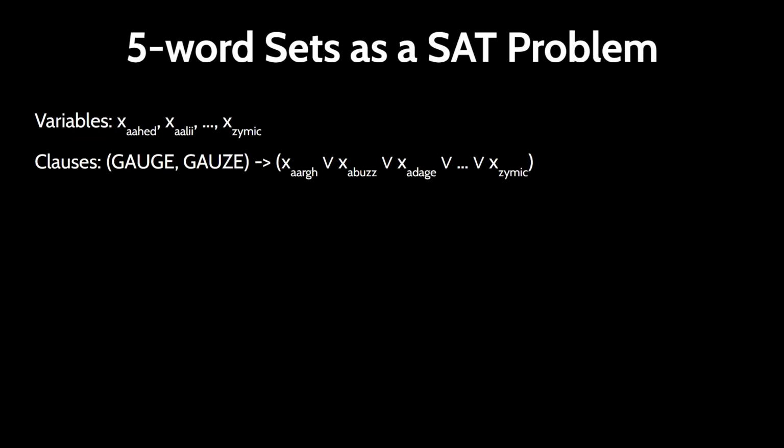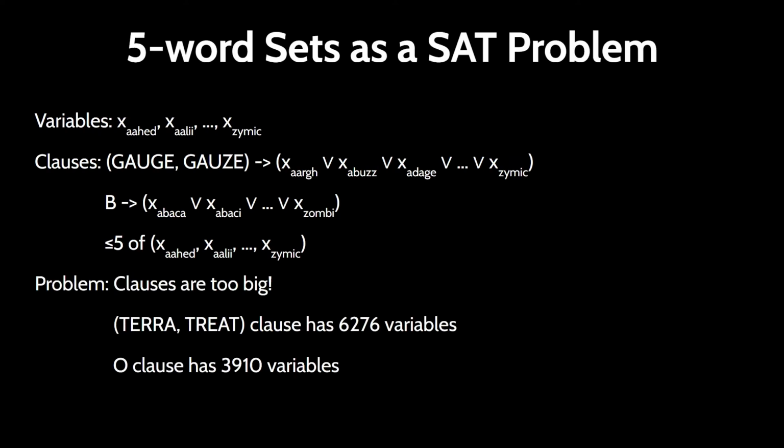In order to ensure that each useful letter appears, we have a clause with all the words that contain that letter. Finally, we need to make sure at most 5 of the variables are true. This requires many clauses and some additional variables but can be done. If we can solve this SAT problem, then we have a perfect 5-word set. So what's the problem? Well, there are hundreds of clauses with thousands of variables each. This is too much for CryptoMiniSat to handle, so it cannot find a solution quickly. We need a cleverer formulation to solve this problem.